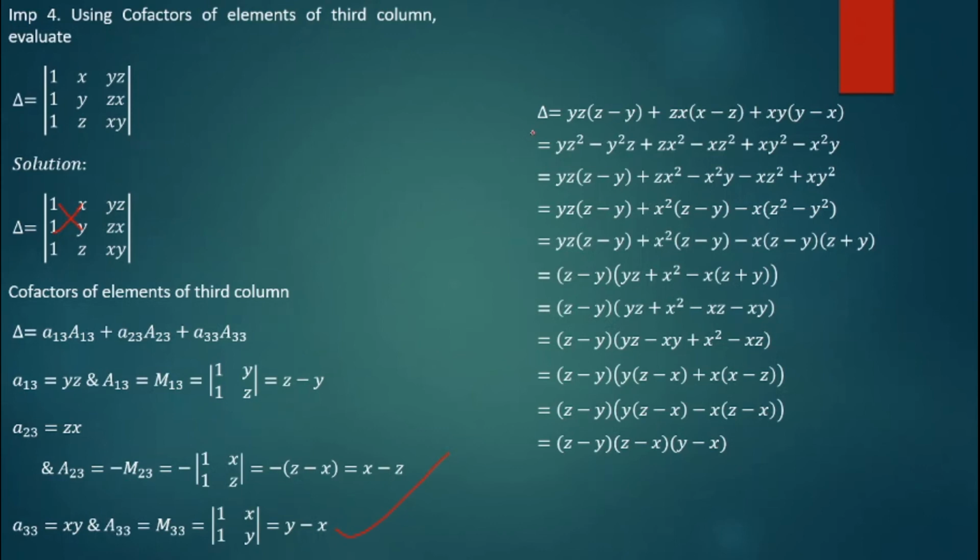Let's start substituting the values. Determinant: a13 into cofactor of a13. So a13 is yz, cofactor is z minus y. Next, plus zx into x minus z, plus xy into y minus x.